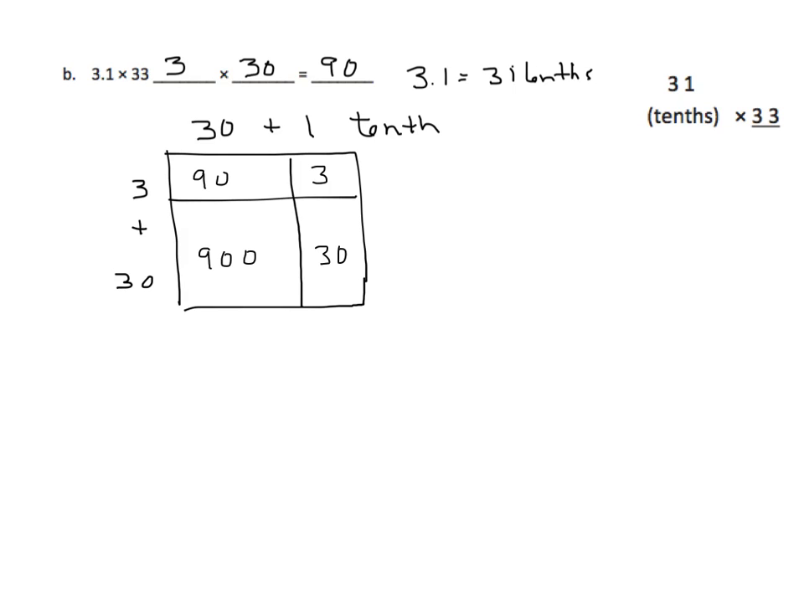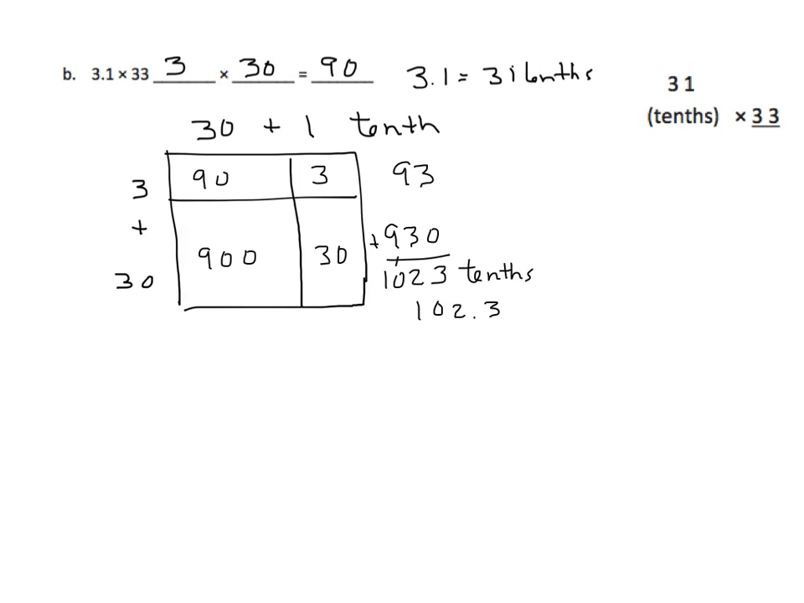We'll find our partial products. 93, 930. We will add the partial products. And we get 1,023. 1,023 what? Tenths. So we know that we can convert that to 102 3/10.